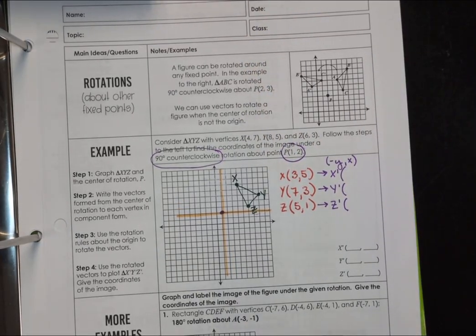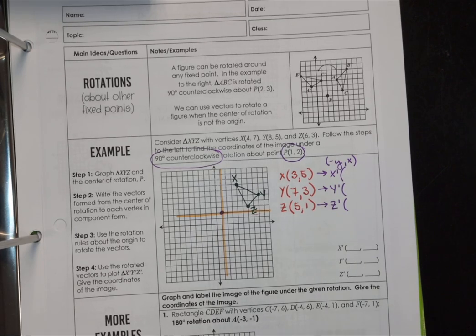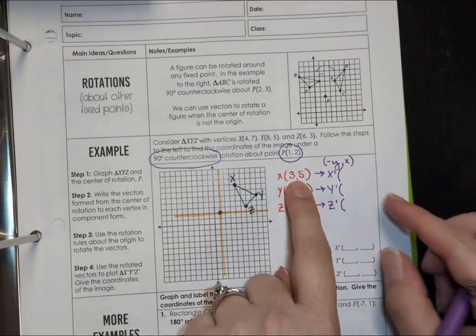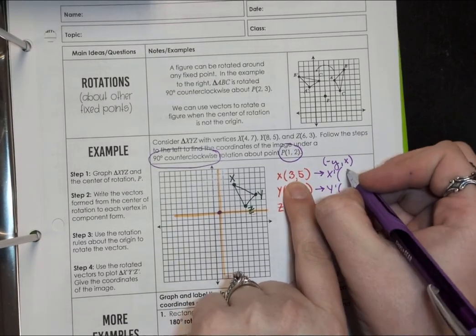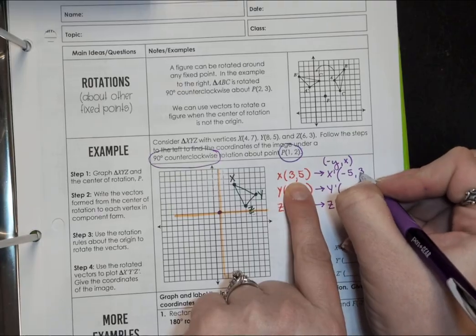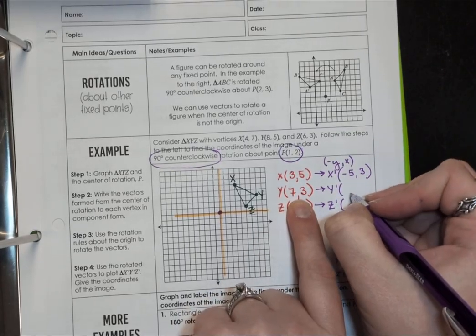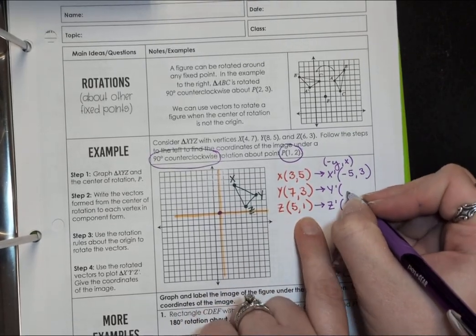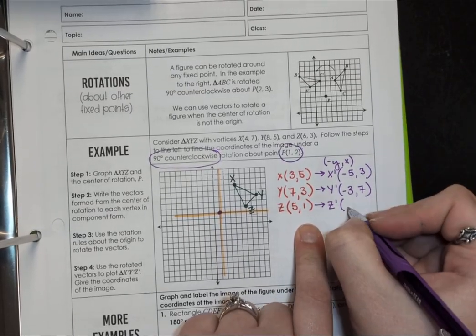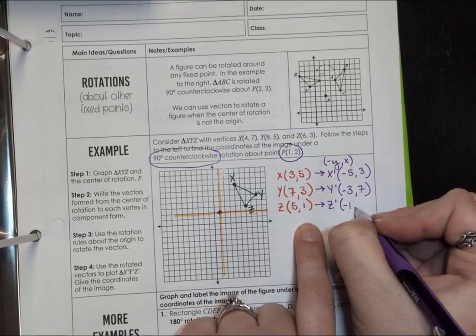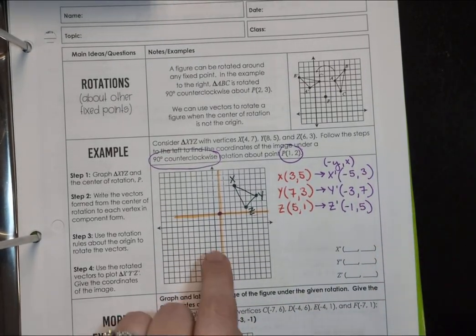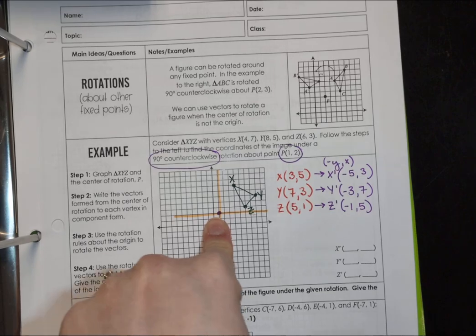Wow. Okay, now, you're still going to use rotation rules to help you figure this out. So I want 3, 5, that new coordinate. I want it as negative y, x. What would that be? Negative 5, 3. Good. What about Y? Negative 3, 7. And Z prime? Good. Okay, now you're going to graph those again with your pretend origin, point P.